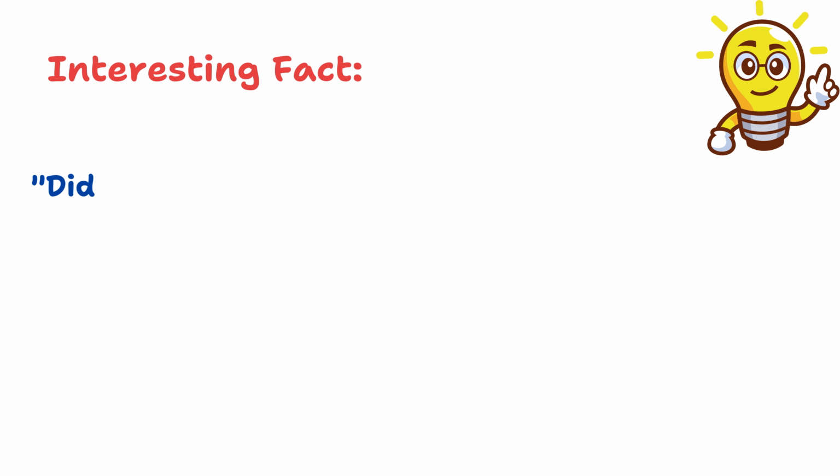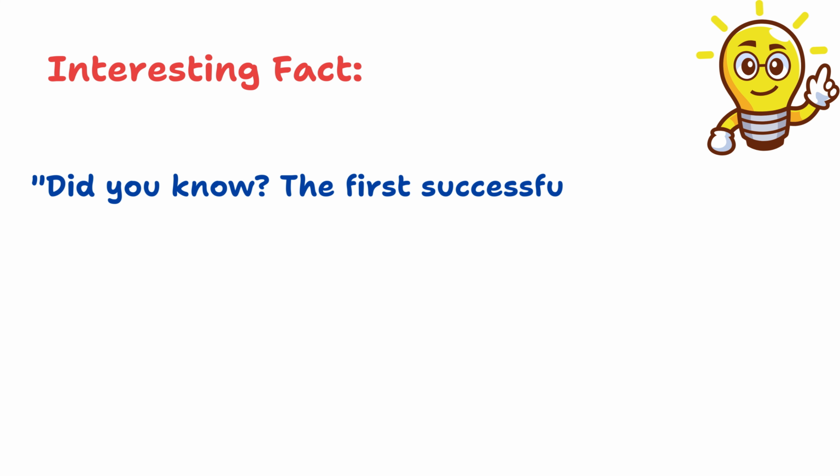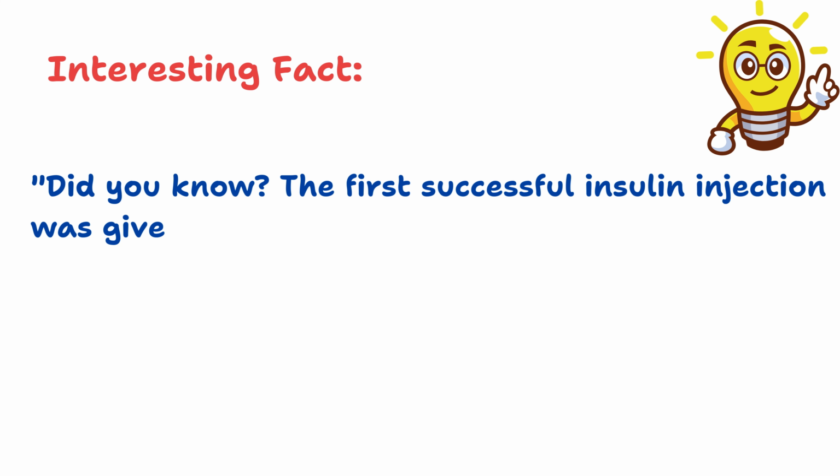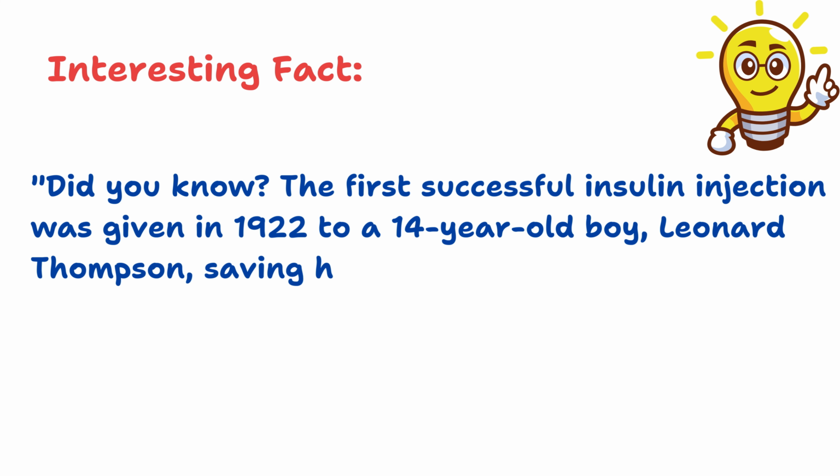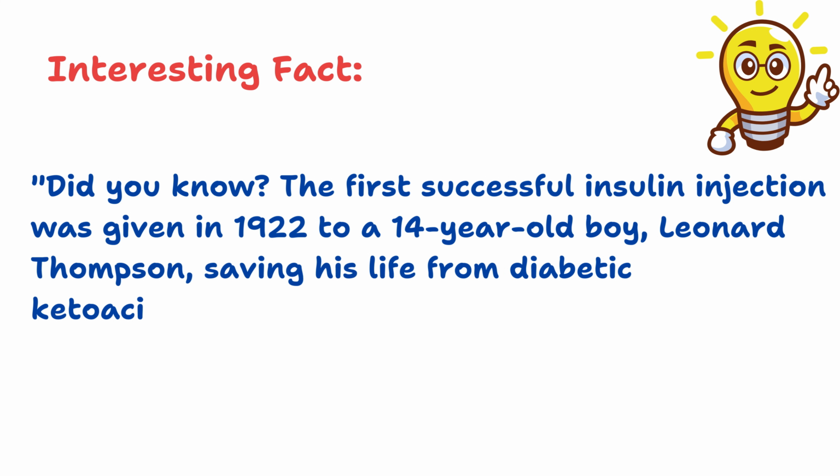Interesting fact. Did you know in 1922 a 14-year-old boy named Leonard Thompson received the first ever insulin injection, saving his life from diabetic ketoacidosis, a historic moment that turned a fatal disease into a manageable one. Wow!